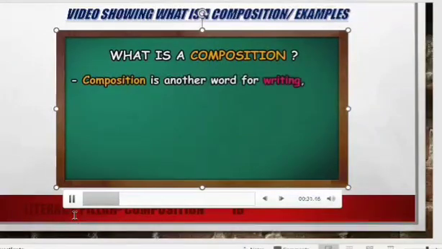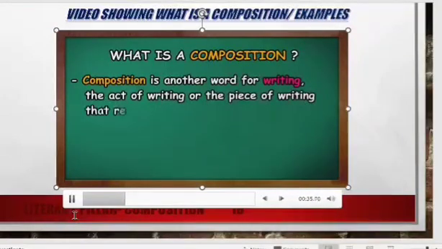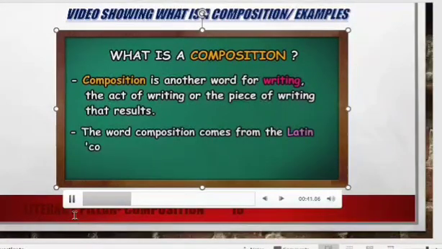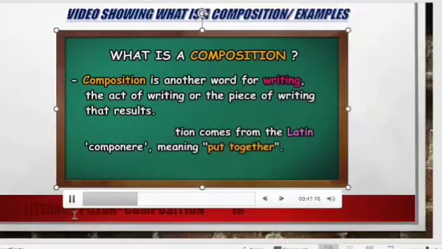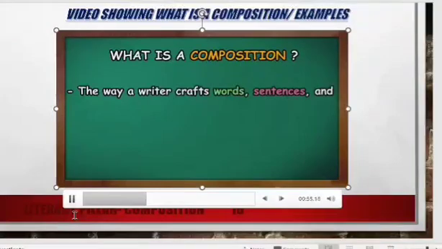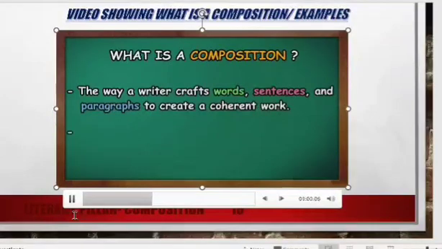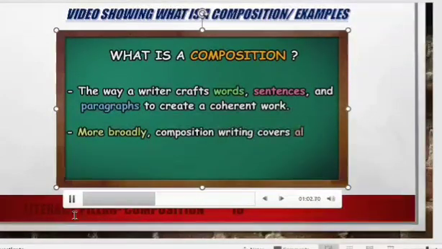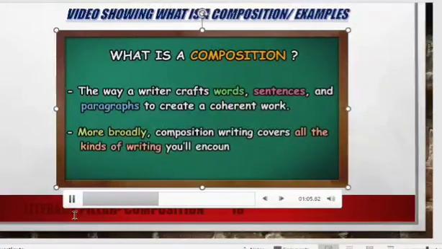Composition is another word for writing, the act of writing, or the piece of writing that results. The word composition comes from the Latin componere, meaning put together. It can also be defined as the way a writer crafts words, sentences, and paragraphs to create a coherent work. More broadly, composition writing covers all the kinds of writing you'll encounter as a student.